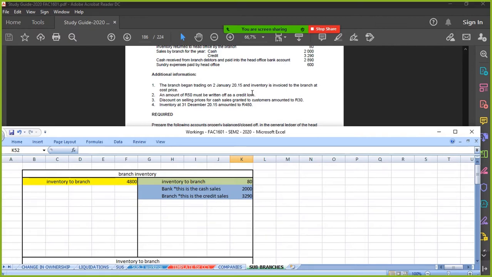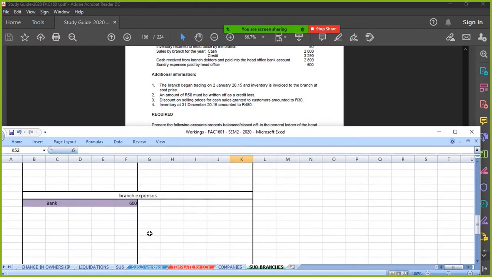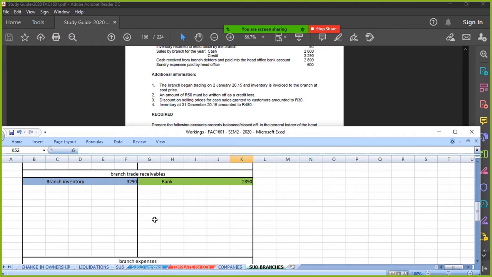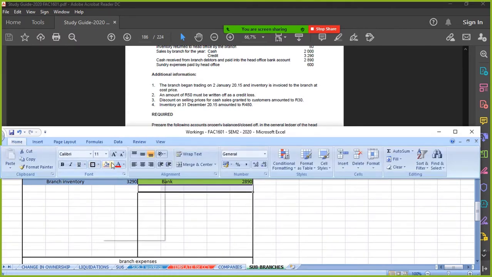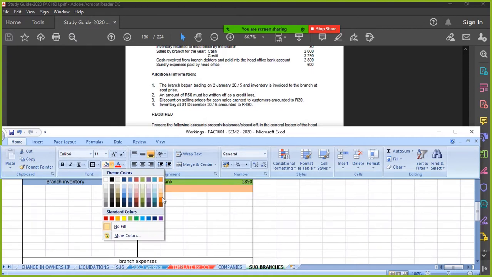If you read this one, this is looking at a write-off of bad debt. Do you agree? Yes. Okay, so how do you process a normal bad debt? Debit bad debt, credit debtors. Do you agree? Yes. Okay, change the name. So you said branch debtor. That's correct. Where's branch debtors? Here. Branch trade receivables, right? Yes. Okay, let's put the amount in. What was it? 50, hey? Yes.